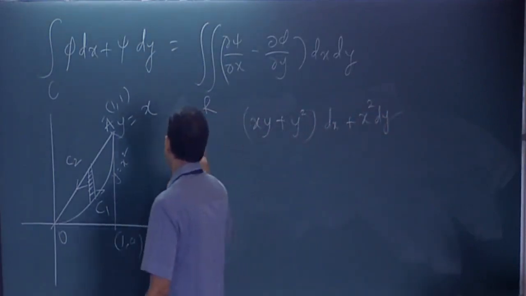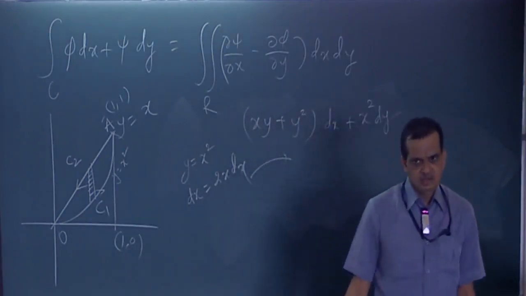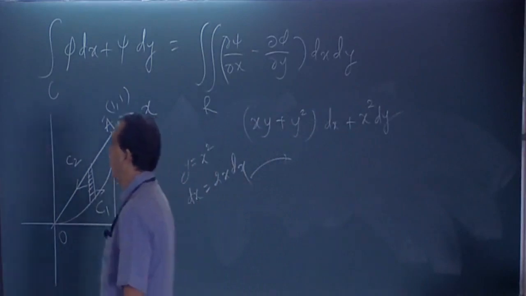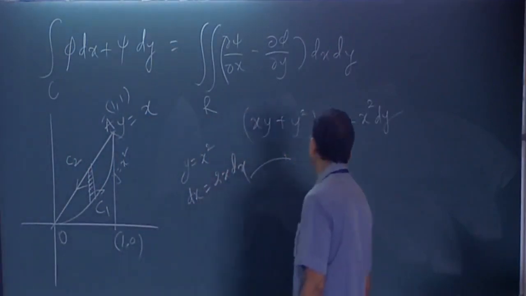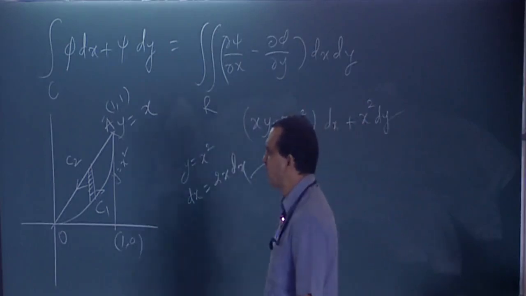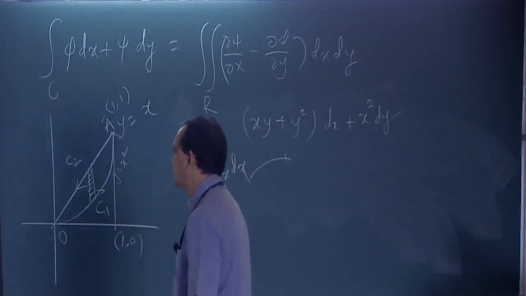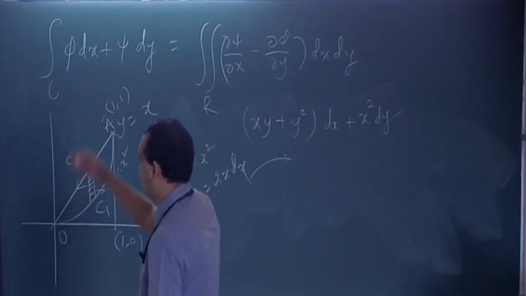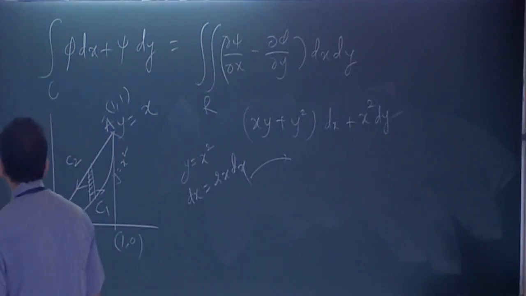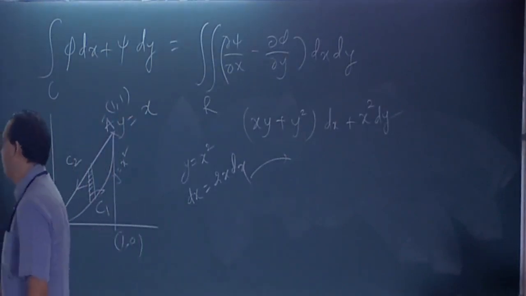Because y is x square, dy is 2x dx. Here you have to put everything. Then we will come to this expression, x square plus x square dx plus x square dx. Is it clear? Yes? xy plus y square dx plus x square dy. So first term x square, and for the x square dy part, it is x cube plus x to the 4 plus 2x cube, right, first part. So it will be 3x cube plus x raised to 4 dx, which is 3 by 4 plus 1 by 5, which is equal to 19 by 20.